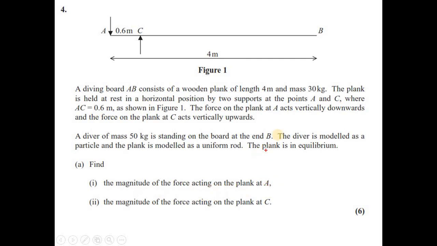Okay, so this is again a typical question of moments. First of all, you need to see the situation and figure out how many forces are acting. The diver is standing at B here. So the first force acting is the weight of the plank, and it is uniform, so it acts at the center. The mass of the plank is 30 kg, so the weight is acting downward at the center, like that. This is 30g. And the diver has a mass of 50 kg standing, so here we have 50g.